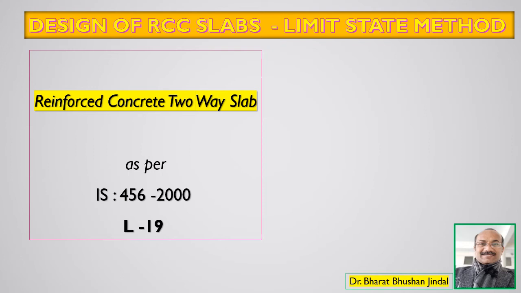So dear students, in continuation to our design of RCC slabs, today we are going to discuss the design guidelines regarding two-way slab, how it is different from one-way slab, and what are the similarities between one-way slab as well as two-way slab. So again, we have to follow the guidelines which are given in IS 456 2000, and based on limit state method, we are going to discuss the various guidelines available in IS code regarding the design of two-way slab. And this lecture is lecture number 19.